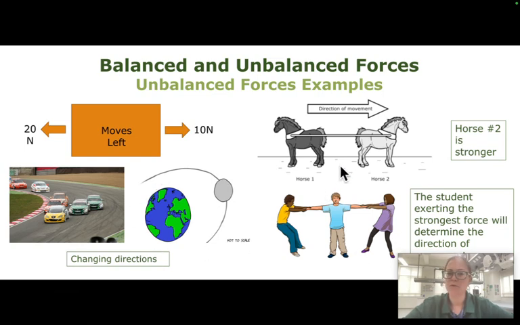So here we have 2 horses pulling against each other. Horse 2 is the stronger of the 2. Maybe he's younger, I don't know. So these horses are going to move to the right because horse 2 is just stronger.